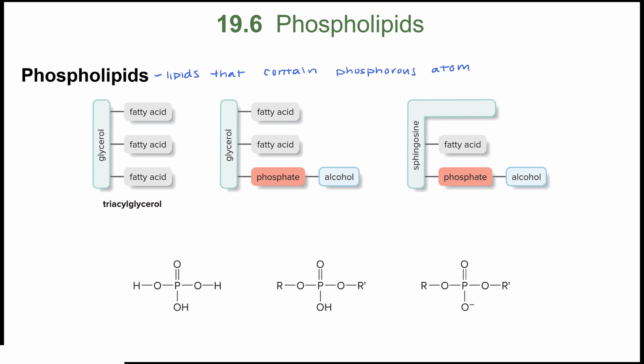We have different styles of them, and these are represented in the block diagrams. The first one here is our typical triacylglycerol, which contains glycerol plus 3 fatty acids. And if you insert a phosphate and an alcohol here, this makes it a phosphoacylglycerol. And then if your backbone, instead of being glycerol, is sphingosine, this is a sphingomyelin.